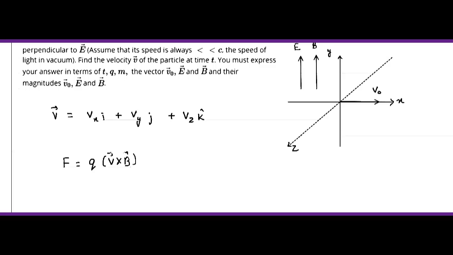Now, what would be the value of V cross B? So V is in the X direction and B is in the Y direction. That means I cross J, which is equal to K. That means at the initial instant, just at the entry, the magnetic force would be in this direction. So magnetic force is perpendicular to velocity.